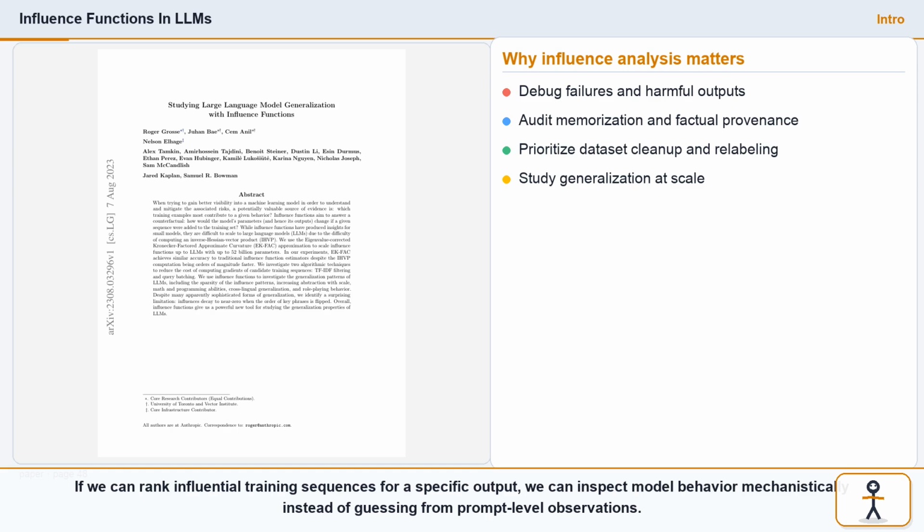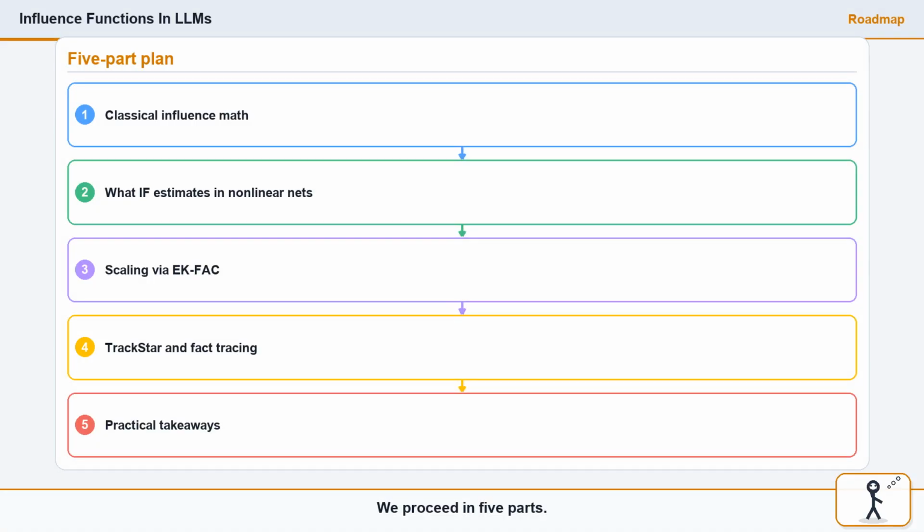from prompt-level observations. We proceed in 5 parts. Part 1 reviews classical influence function mathematics. Part 2 uses the 2022 paper to ask what object influence functions truly approximate in deep networks. Part 3 scales influence analysis to very large models. Part 4 covers TrackStar and fact tracing at retraining scale. Part 5 synthesizes actionable lessons.